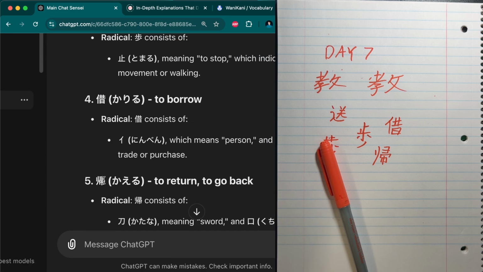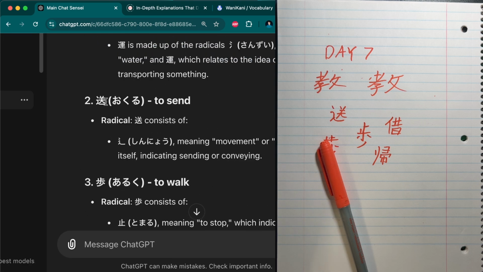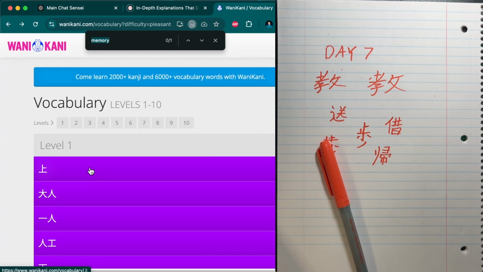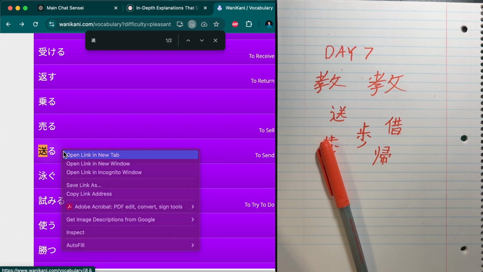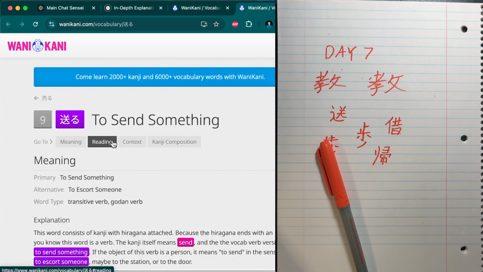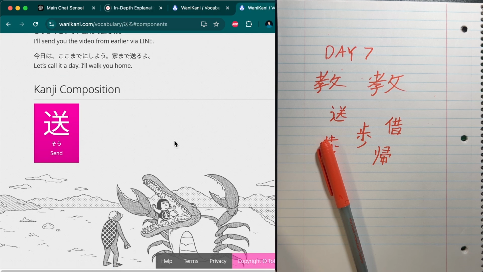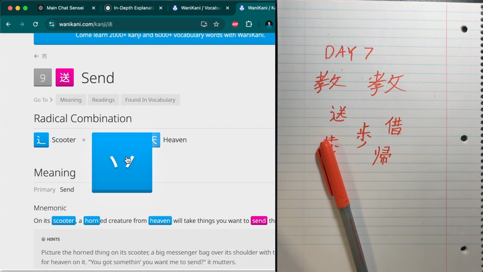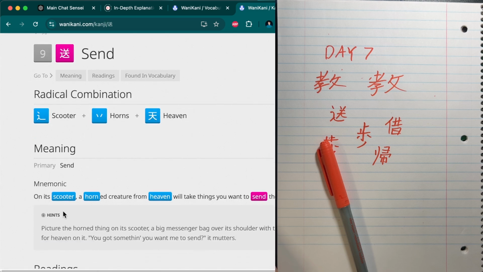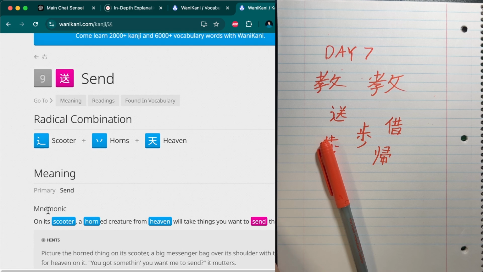Okay. Let's actually do this with WaniKani. Starting with this one. Oh, look. Oh, no. That's not the same one. To send something. Meaning, reading, context, kanji composition. Okay, we've got horns and then we've got heaven. On its scooter, a horned creature from heaven will take things you want to send there. Okay, yeah. They're doing the mnemonic stuff as well.